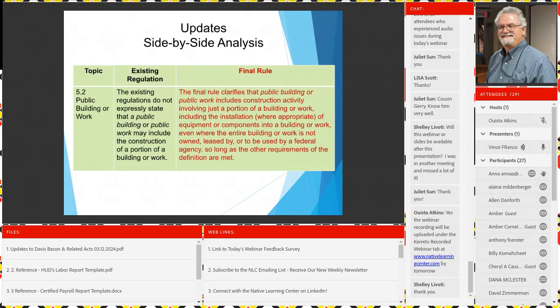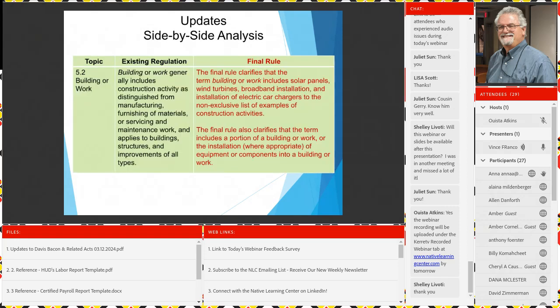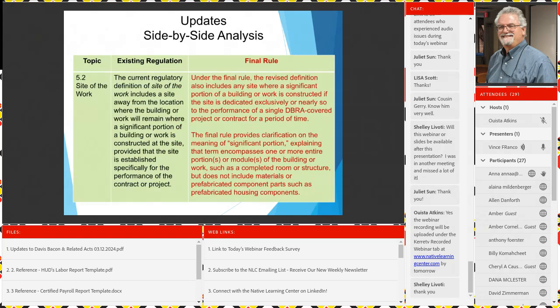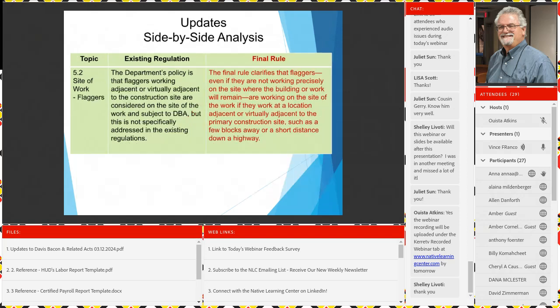And then, let me go back just for a second. That was building or work. And then this one talks about public work, public building or public work. I'm looking at the red. Public work includes construction activities. I don't see anything significant there. Okay. Definition includes site, significant portion of building work. Nothing significant here on the site of work. No radical changes to us.